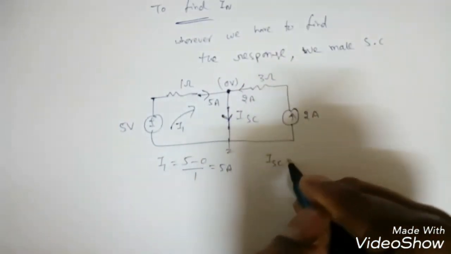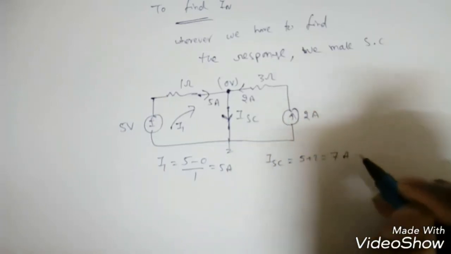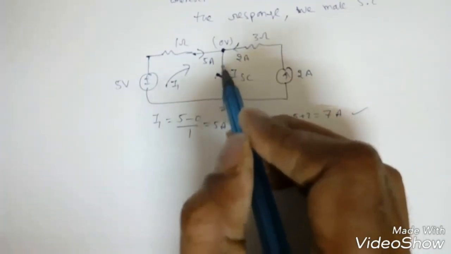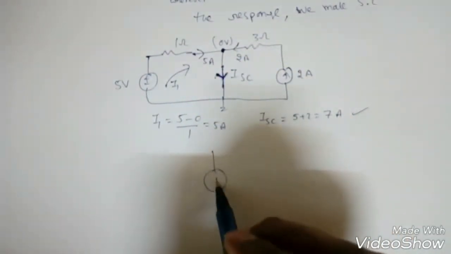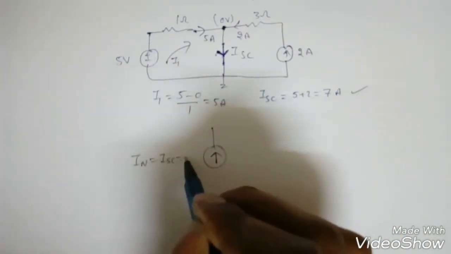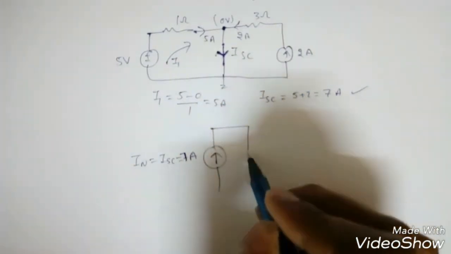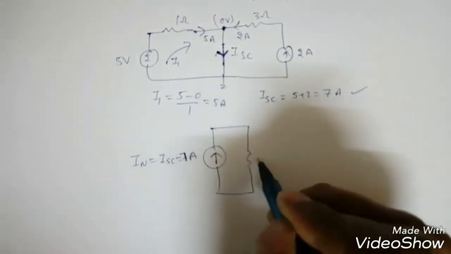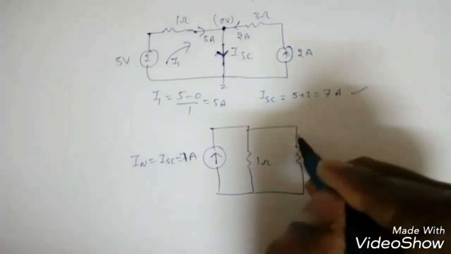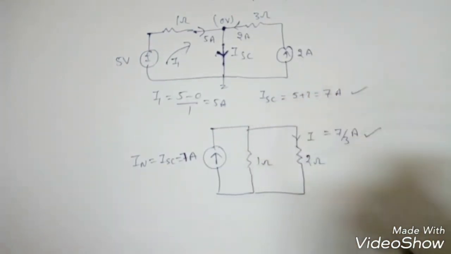Now what is ISC now? ISC, incoming is equal to outgoing, so 5 plus 2, so 7 ampere, right? See, always we have to assume the current direction is in the downward, then only the equivalent model will be upward like this, right? So IN is equal to ISC is equal to 7 ampere. Now what is the R equivalent? So R equivalent procedure is same I told. So this is 1 ohm only. Now wherever we have to find response, that resistance again I is equal to 7 by 3 amperes.